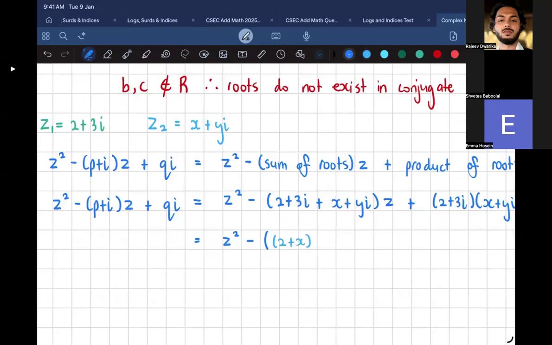Okay. 2 plus x plus what? 3i plus yi. Right. Let's factor the i out. So you could put (3 plus y) by i. Right. But I have a question, because isn't z equal to x plus yi? Why did we put in i as x plus yi?